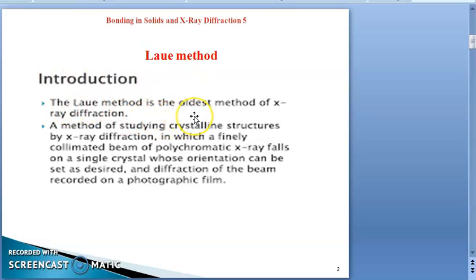The Laue method is the oldest method of X-ray diffraction for the study of the nature of crystalline structure. It is a method of studying crystalline structures by X-ray diffraction, in which a finely collimated beam of polychromatic X-rays falls on a single crystal whose orientation can be set as desired, and the diffraction of the beam is recorded on a photographic film.